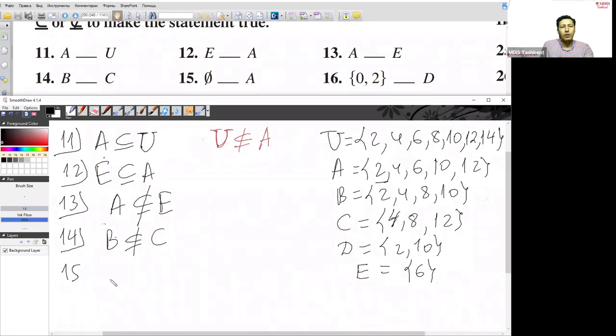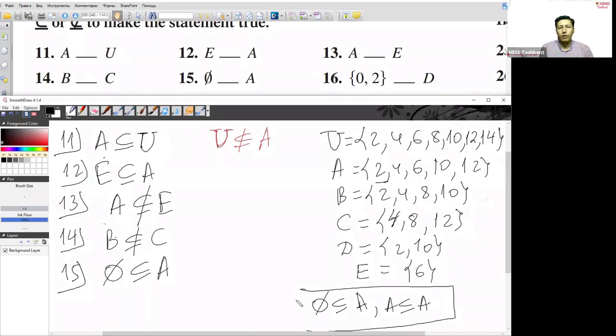15. The empty set is a subset of A. Is it true or false? Is it a subset? If you attended the lecture, I showed the properties of subsets. For any set, we have at least two subsets: the empty set and A itself. So here it is correct, it is a subset.